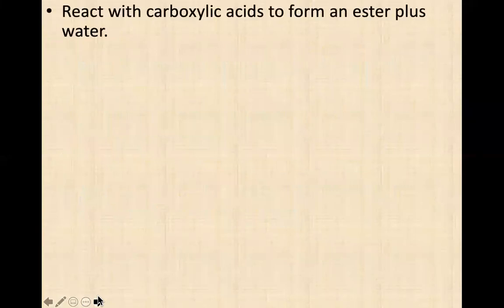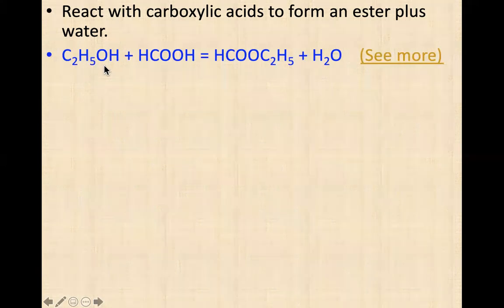Alcohols react with carboxylic acids to form an ester plus water, right? So here we have C2H5OH, which is ethanol. Here we have HCOOH, which is methanoic acid. It ends in COOH, so it's a carboxylic acid. It's only got one carbon, so it is methanoic acid. Now, here we have HCOO, that's this bit here, and then C2H5. This is called ethyl methanoate. The ethyl comes from the parent alcohol. The methanoate comes from the parent carboxylic acid. But when we write the formula, we put the carboxylic acid first, formed by the alcohol.